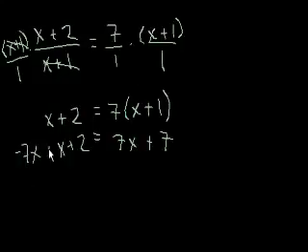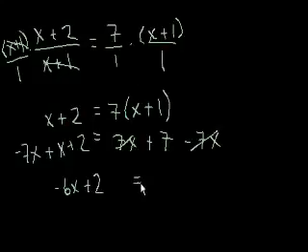Minus 7x plus, this is minus 7x. The right-hand side, these two 7x's will cancel out. And on the left-hand side, we have minus 7x plus x. Well, that's minus 6x plus 2 is equal to, and on the right, all we have left is 7. Now we just have to get rid of this 2, and we can just do that by subtracting 2 from both sides.